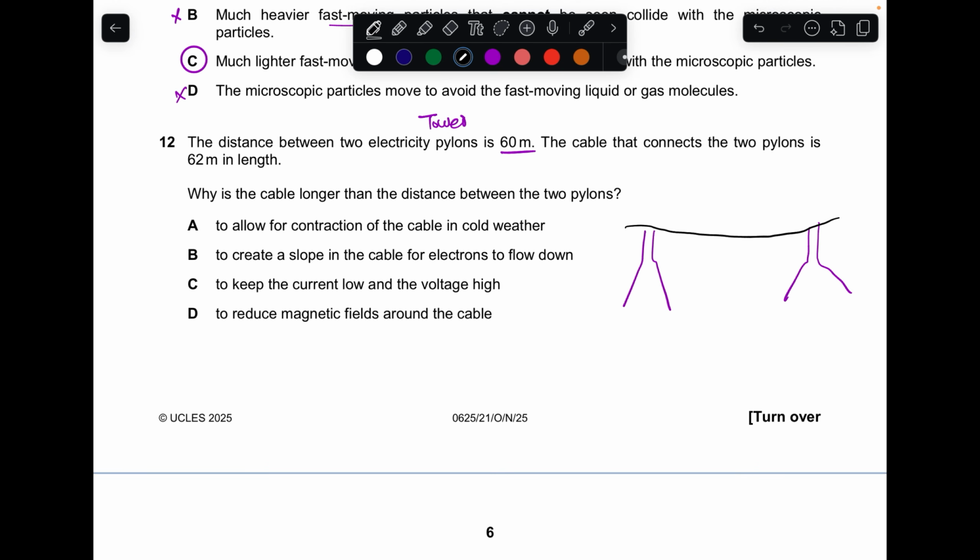Why do we keep the cables like this? Why are they not tight? Because in winters they will contract, and if there is no space for the contraction, they can break down. So that is the reason why we keep the length of the cable greater than the distance between the pylons. So it's option A, to allow for the contraction of the cable in cold weather.